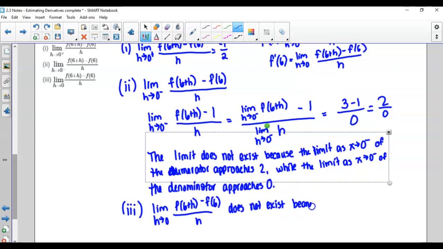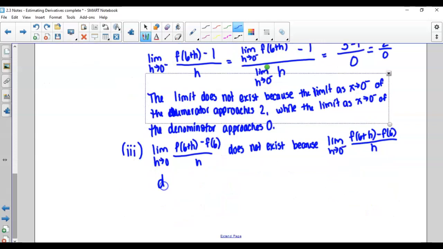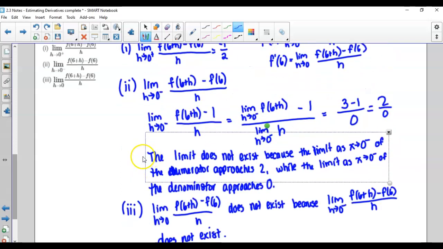Because the limit as h approaches 0 from the left of f of 6 plus h minus f of 6 all over h does not exist. Okay, so that is one of the possible answers, and if you got the second part right, then it's probably the easiest thing to say.